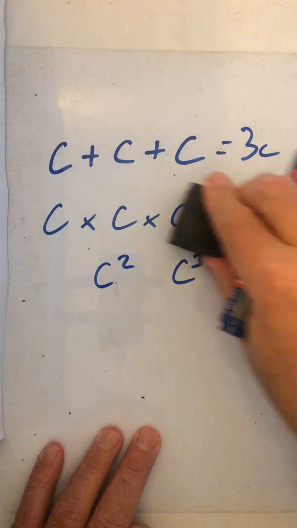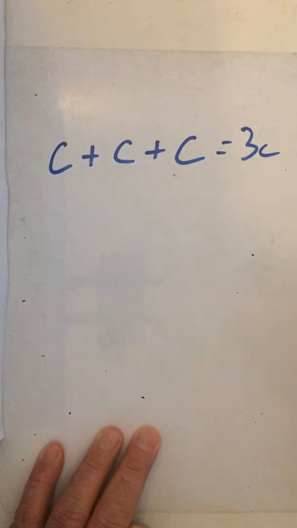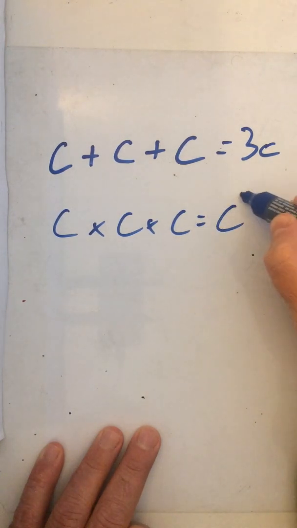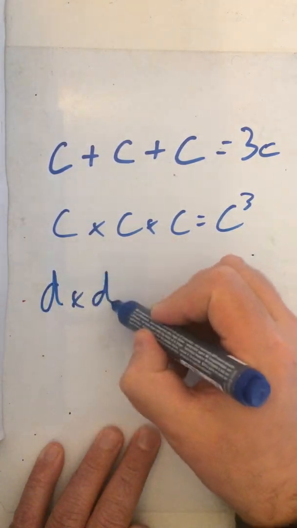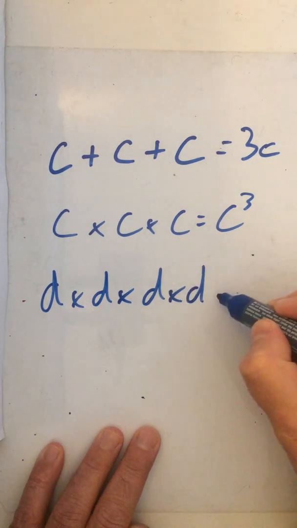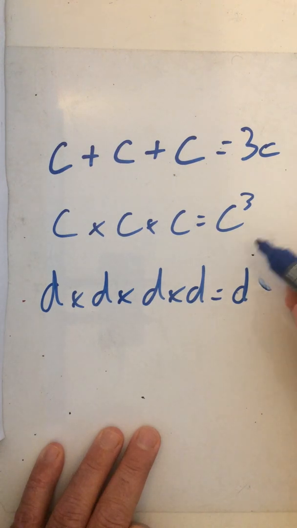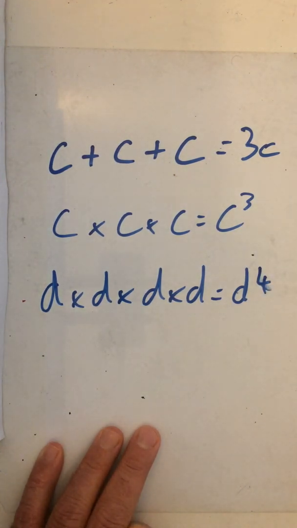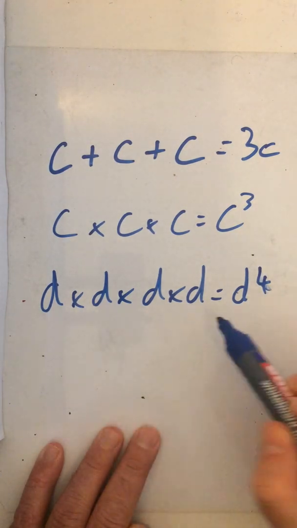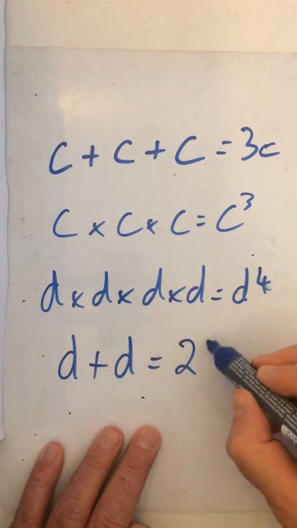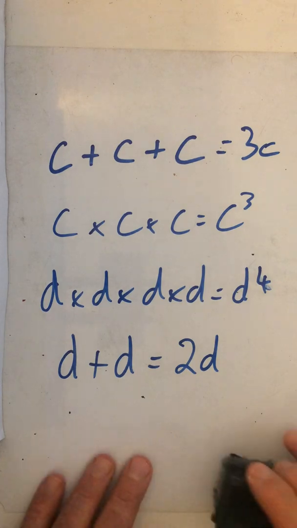So remember, when we're simplifying and we're multiplying, we do it to the power of. So C times C times C equals C cubed. And if we've got D times D times D times D, there's 4 of them, so it's D to the power of 4. Just remember it's to the power of, because that's multiplying. And if we've got D plus D, that's 2 D's. Just a quick reminder on that one. And that is simplifying.